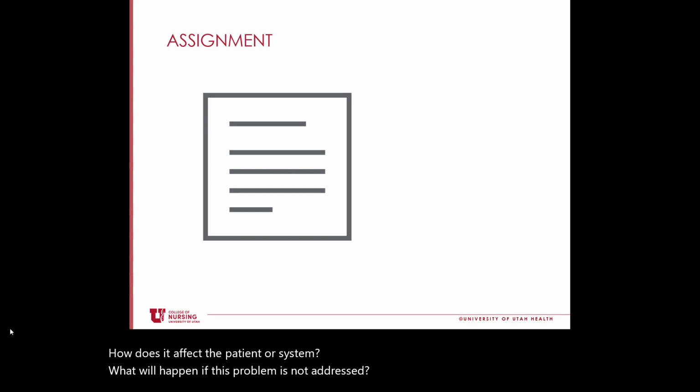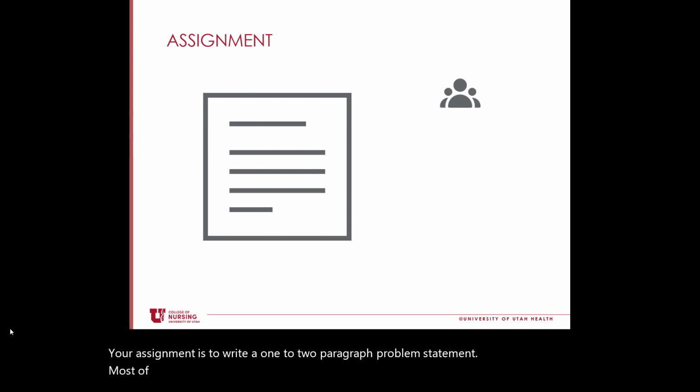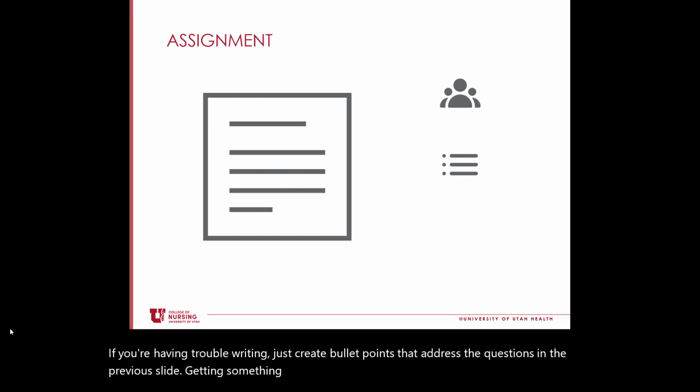Your assignment is to write a 1 to 2 paragraph problem statement. Most of this information will likely come from your project preceptor or other project team members. If you're having trouble writing, just create bullet points that address the questions in the previous slide. Getting something down on paper is better than not writing anything.